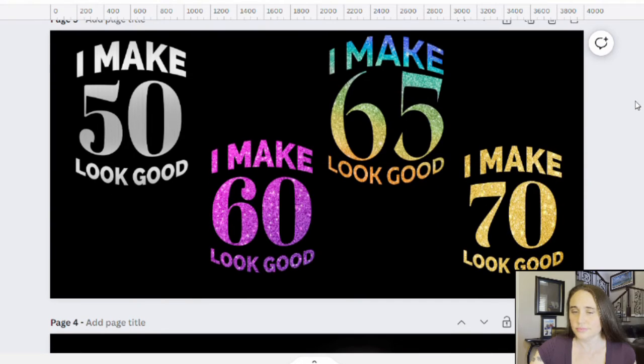Another popular trending niche or design is the ages. So people who are proud of their ages, birthday shirts. This one says, I make 50 look good, I make 60 look good, I make 65 look good, I make 70 look good. And so obviously you can scale that out, and you can go year by year by year. You can do, I make 71 look good, I make 72 look good, or it took me 72 years to look this good. You know, there's a lot of different ways you can spin it.